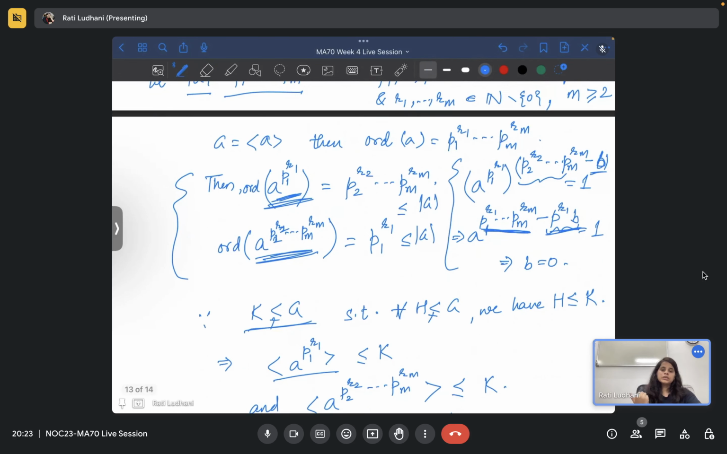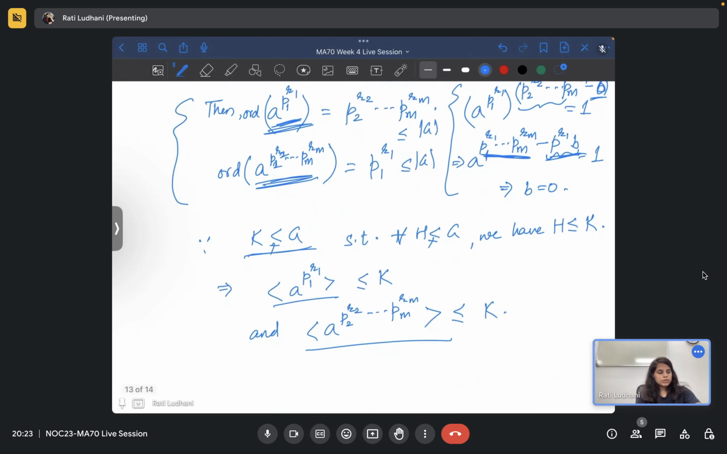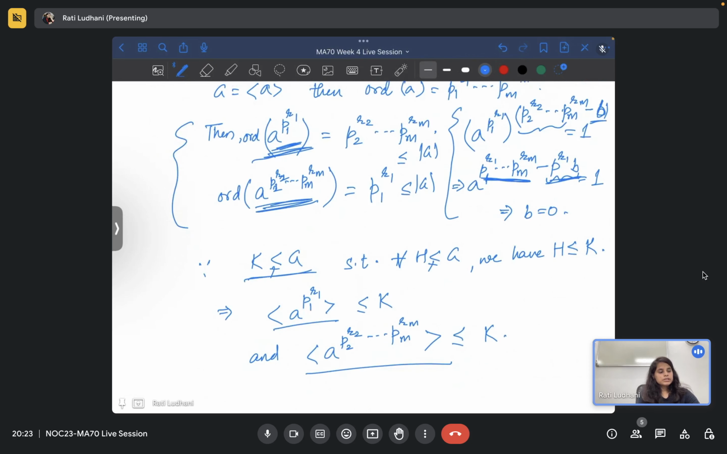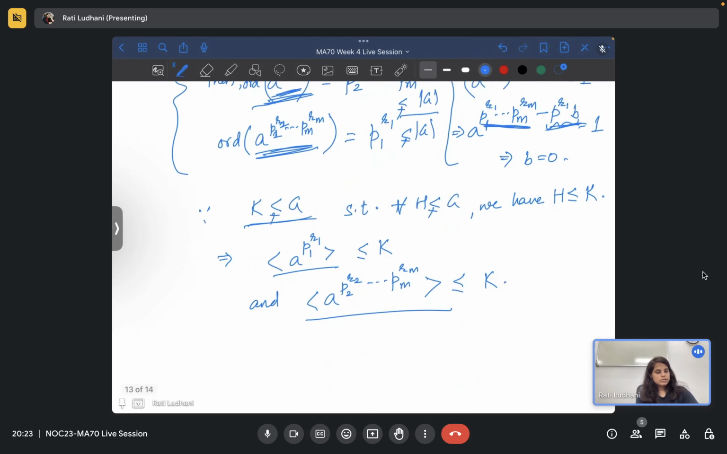And we know that even if we define the order of any element to be the cardinality of the subgroup generated by that element, even that definition we are using in lectures, so even you can think of it in this way. So order is strictly less than order of G. So strictly less than means not equal, right? So that means these are proper subgroups. So these have to be contained in K from the condition. So this implies a raised to power p1 raised to power r1 and a raised to power p2 raised to power r2, these two elements have to belong to K.